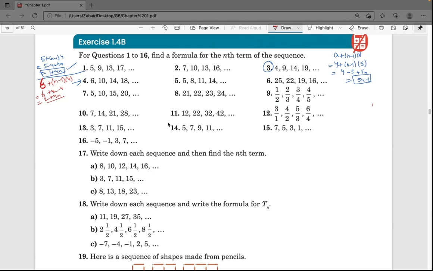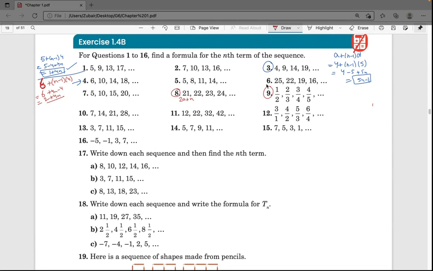Yes, sir. Try question number 8. n minus 1 into 1, 1n. So it will be 20 plus n. That's right. This is 20 plus n.